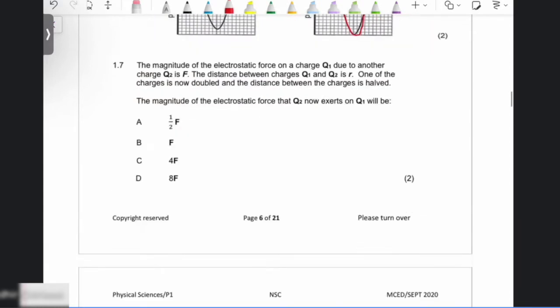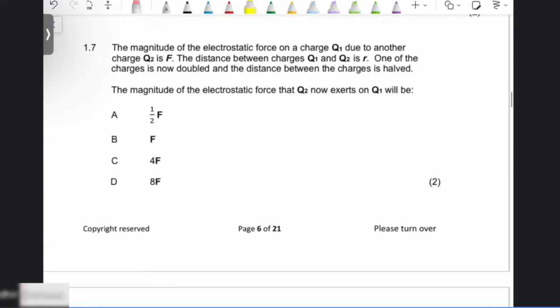Seems okay. Guys, 1.7, it says that the magnitude of the electrostatic force on charge 1 due to another charge Q2 is F. The distance between the charge Q1 and Q2 is R. One of the charges is now doubled, and the distance between the charges is halved. Okay, so it's a two-step process here, guys. That's all it is. It's a simple, easy two-step process. So force is directly proportional to charge, and force is inversely proportional to R squared.